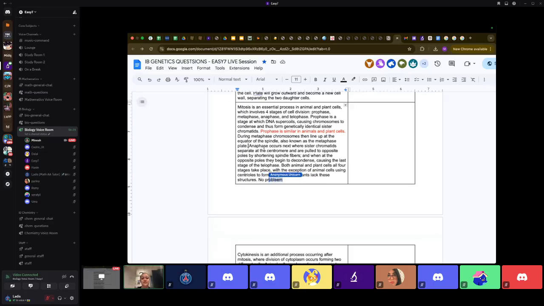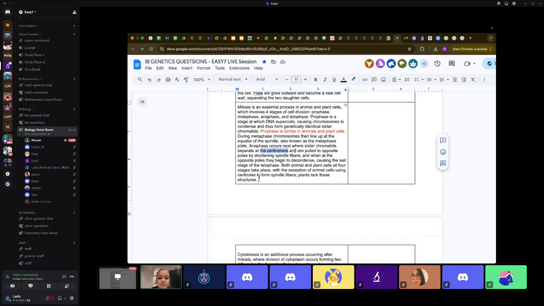Anaphase occurs next, where the sister chromatids separate at the centromere and are pulled to opposite poles. So they actually separate and they're pulled by the centromere. So that's just a little bit of detail there. By shortening the spindle fibers, and then when at the opposite poles, they begin to decondense, causing the last stage of telophase. Both animal and plant cells, all 4 stages take place.